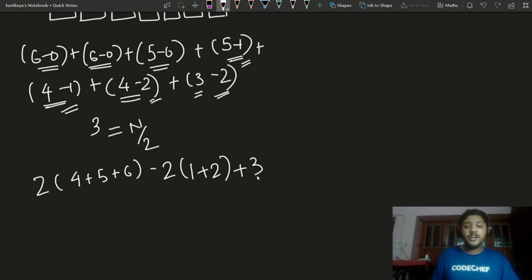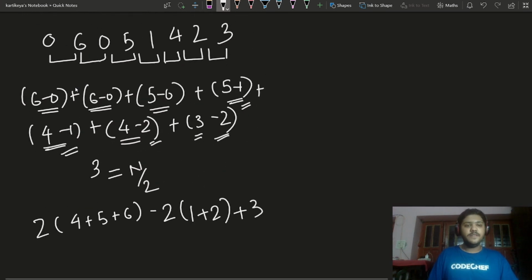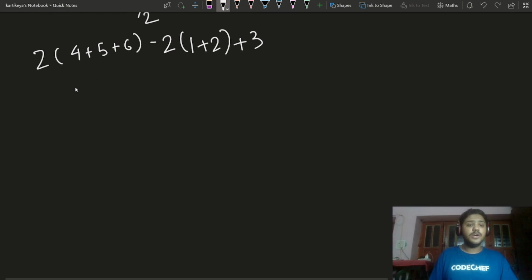Now, this is different from the case of n being odd. When n was odd, then n by 2 was occurring as a negative number. And when n is even, then n by 2 is occurring as a positive number. So, we can again derive this expression for another value of n which is even. Let's derive it for n equal to 8.